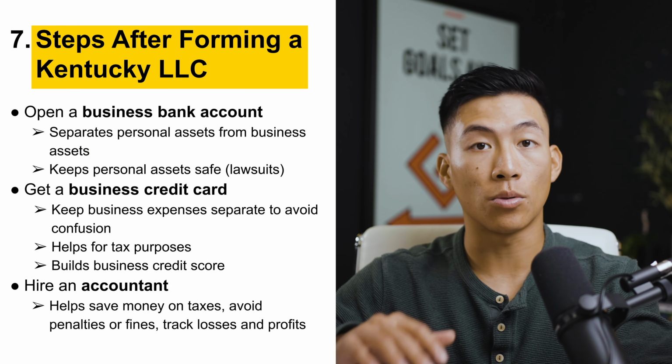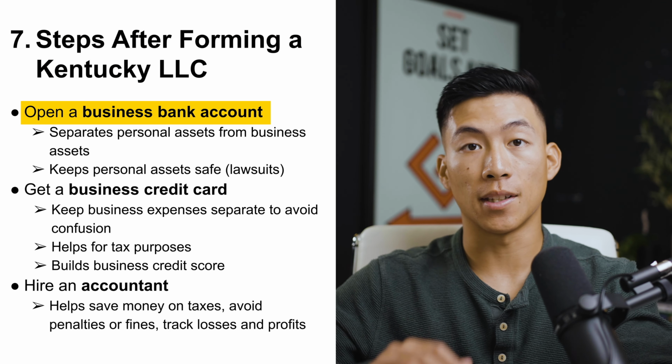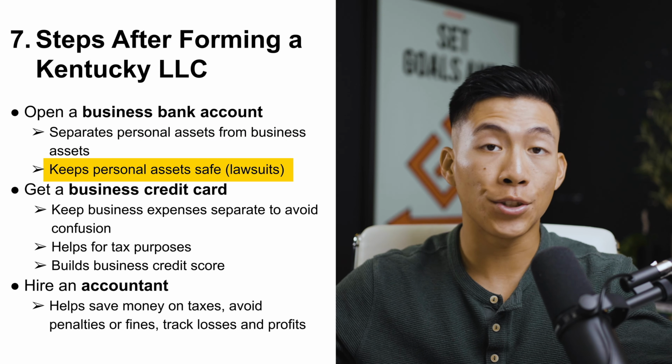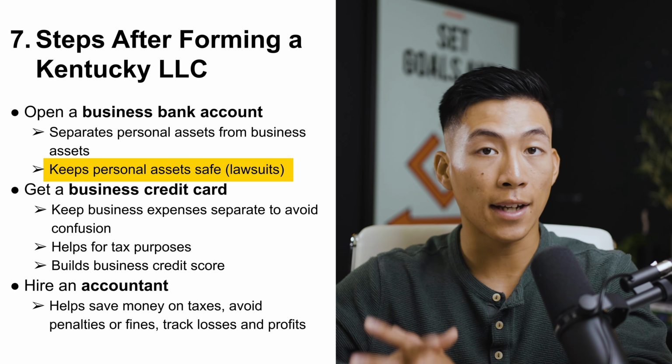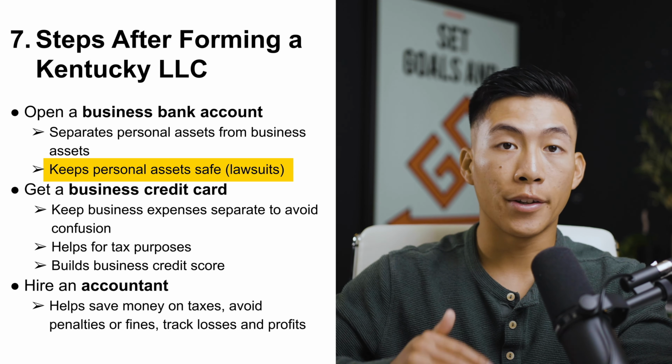Next, here are some steps that you'll want to take after forming your Kentucky LLC. The first thing is you're going to want to open up a business bank account. This is going to help separate your business assets from your personal. That way, in case you have any lawsuits and your business is attacked, this is going to keep your personal assets safe because in the event of something like a lawsuit, they're only going to be able to come after your business assets.